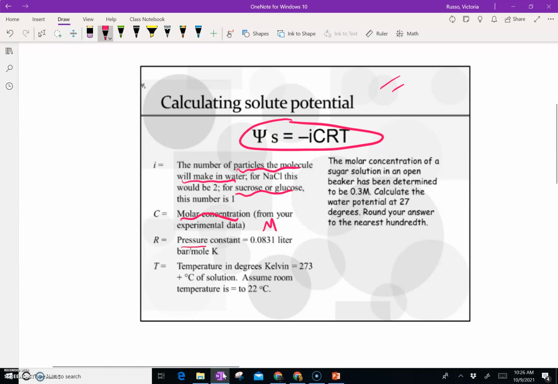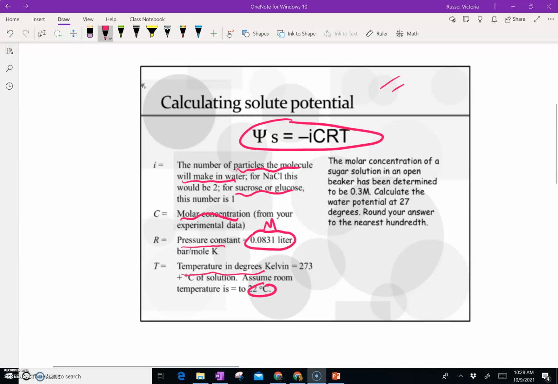R is a constant, which in AP Chemistry was the ideal gas constant. It has a different value here, but it's the same R, just in different units. And this number always stays the same. It's a constant. It's 0.0831, and it's on your formula sheet. And then we have the temperature, okay? And the temperature has to be converted to Kelvin. So they're always going to give you the Celsius temperature usually. And to convert any temperature to Kelvin, you add 273. So if the Celsius temperature was 22, you would just add 273 to it.